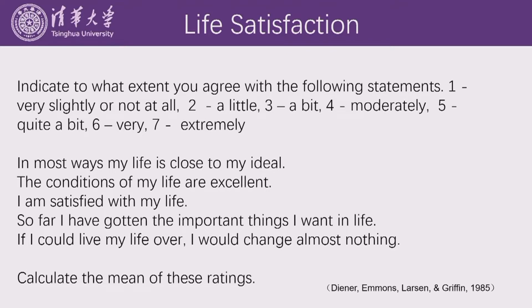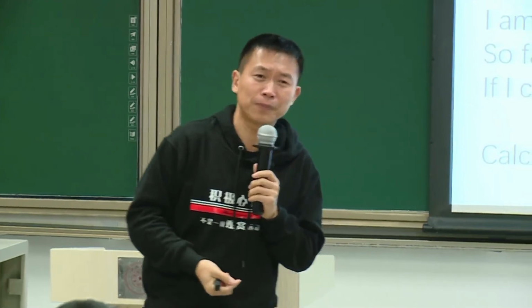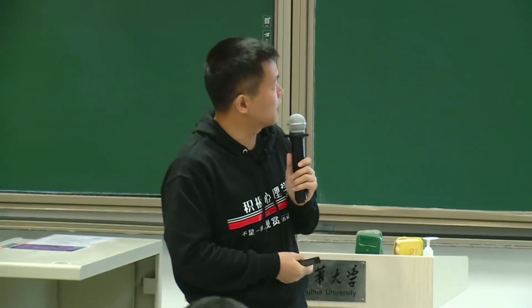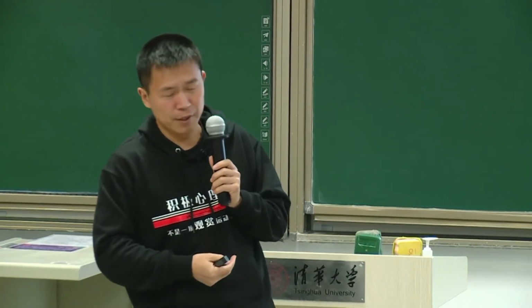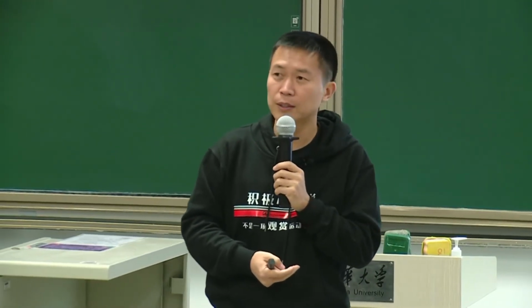So if you agree with it a lot, it's 7. Otherwise, if you don't agree with it at all, for example, the first one, in most ways my life is close to my ideal, but you feel your life is terrible, not at all. I can see someone is shaking her head. Then give it a 1. Otherwise, if it's in the middle, 4. Okay, please answer these 5 questions and calculate the mean of these 5 ratings.